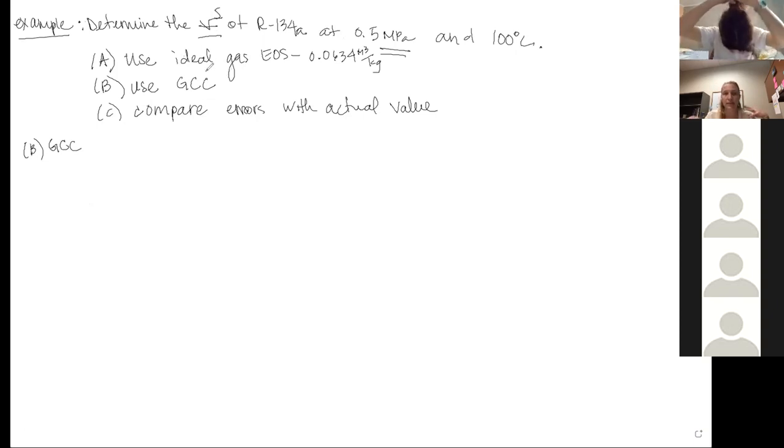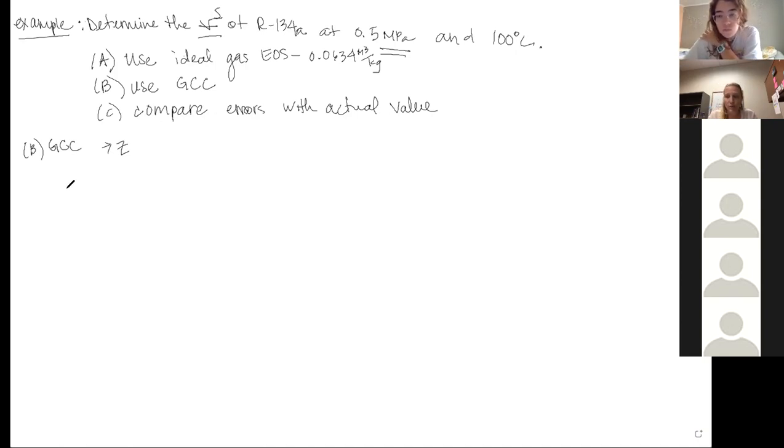Part A is telling us to treat R134A as an ideal gas. Part B is saying it's not ideal, it's a real gas. Here's a correction value to help you see how it's really behaving and how it's deviating from ideal. So for part B, we want to find this compressibility factor Z, and we're going to need to use the generalized compressibility charts.